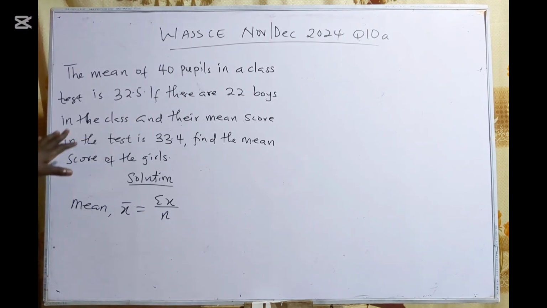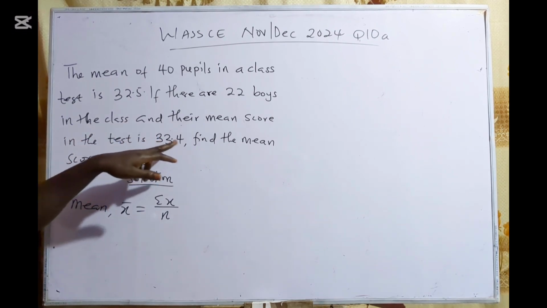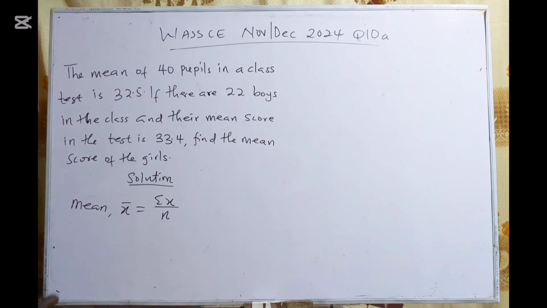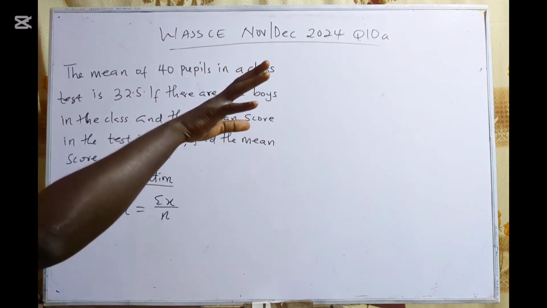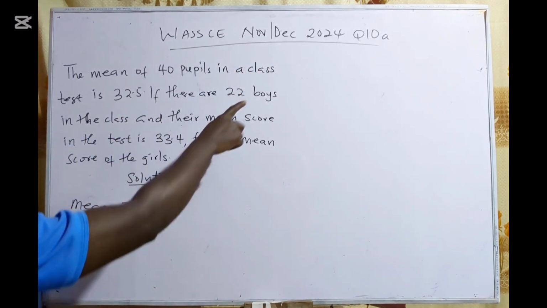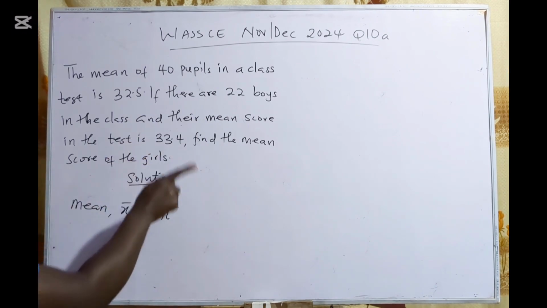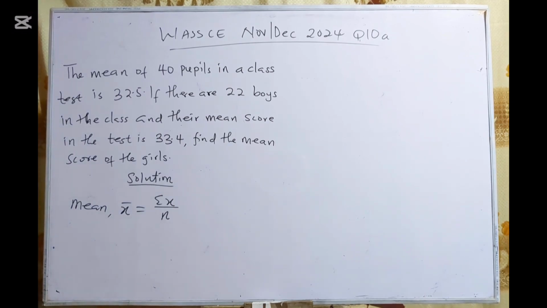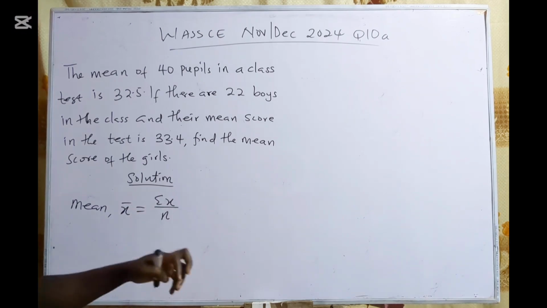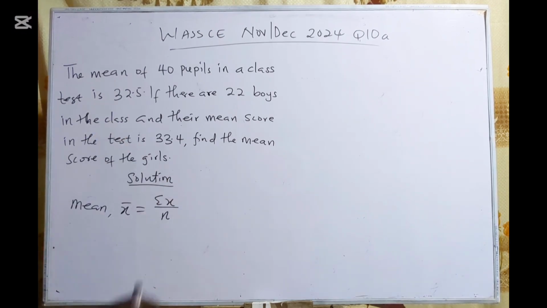And the mean of 22 boys in the class is 33.4. It also means that when you put the scores of all the 22 boys together and divide by the number of boys, 22, that's where you get the 33.4. Find the mean score of the girls. So we have to know the total score of the girls, and then the number of girls, so that we can find the mean of the girls.